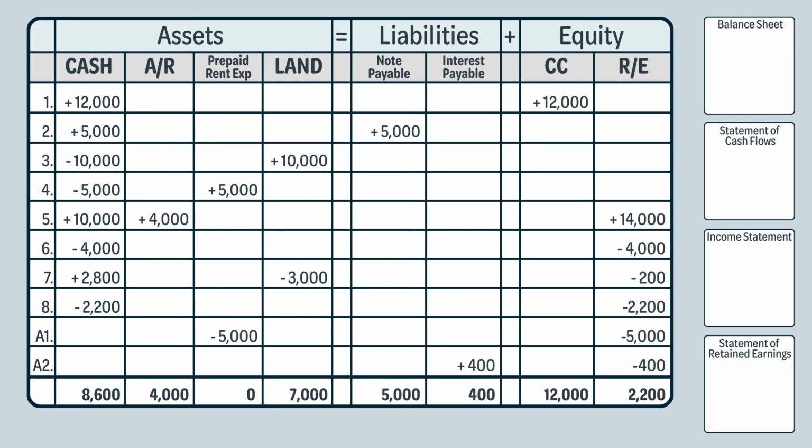Let's sum up all of the information we have in our asset, liability, and equity accounts to help us prepare the financial statements. This chart is similar to an adjusted trial balance. The cash column will help us to prepare the statement of cash flows. The retained earnings column, denoted RE, will help us to prepare our income statement and the statement of retained earnings. All of the accounts will help us to prepare the balance sheet.